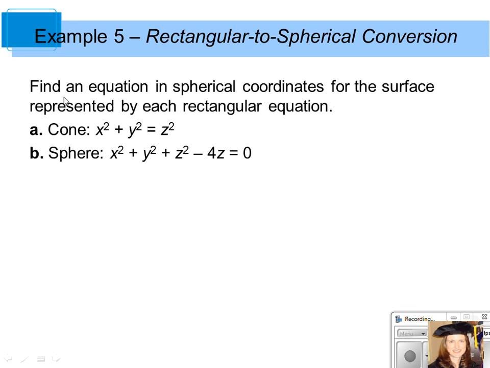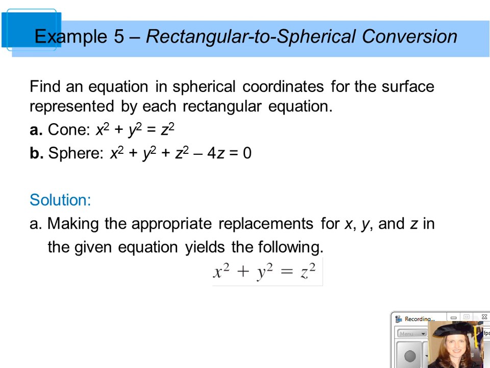For this example, we're going to find an equation in spherical coordinates for the surface represented by each of the rectangular equations. You can pause the video now and try these on your own and restart the video to check your answers. The first equation is x squared plus y squared equals z squared. Now to convert this to spherical, you're going to replace the x with rho sine phi cosine theta, replace y with rho sine phi sine theta, and replace z with rho cosine phi.